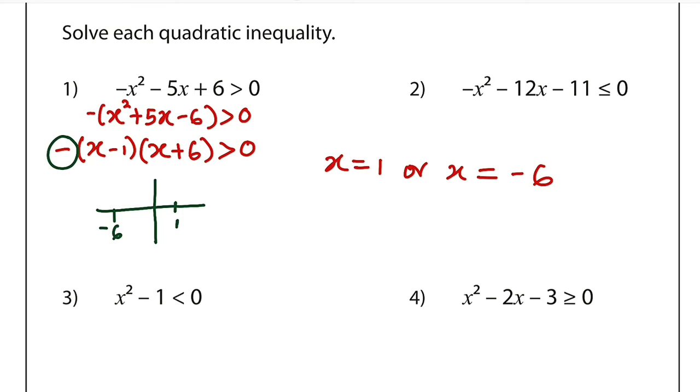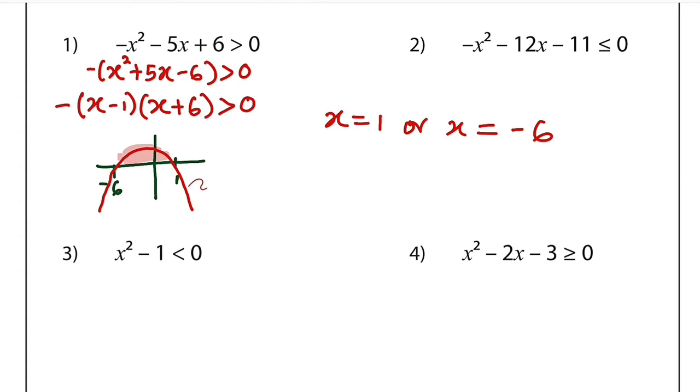Because of this negative sign, you should expect what? An up and down parabola. So it will be like this. So where do we have values of y to be greater than 0? You know, definitely above x-axis. So the solution will be what? From negative 6 down to 1. So the solution would be negative 6 less than x less than 1.